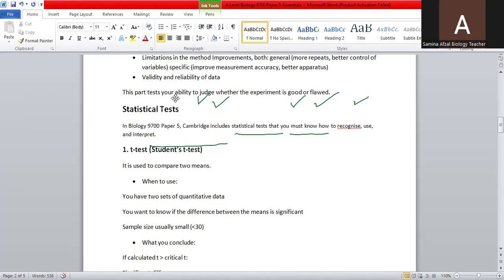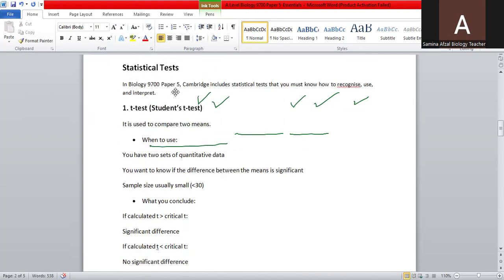Besides these components, there are some statistical tests which are part of this paper, which you must know. Any one of these tests can be part of your Paper 5, so you all must be familiar with all these statistical tests. The first test which can be part of the paper is the t-test, the Student's t-test. This test is used to compare two means.